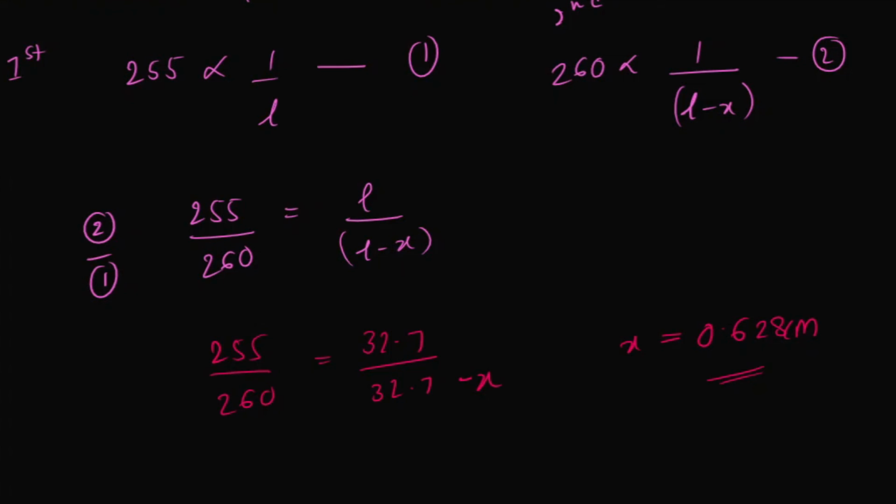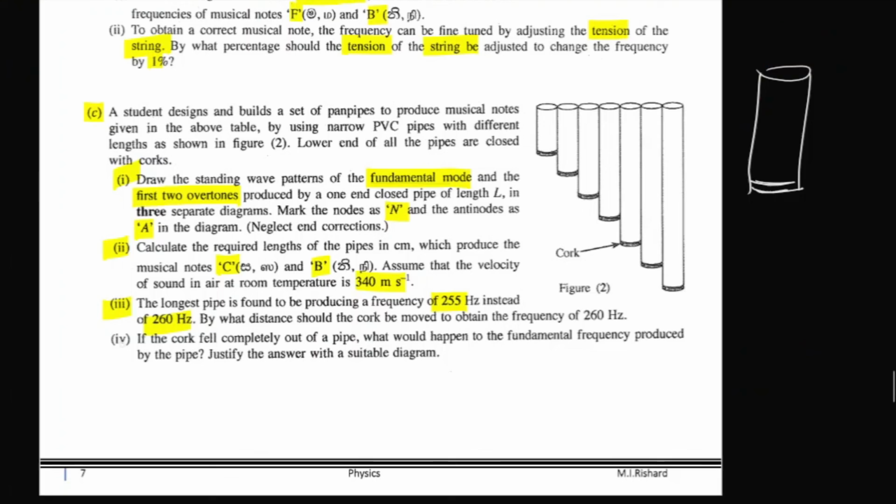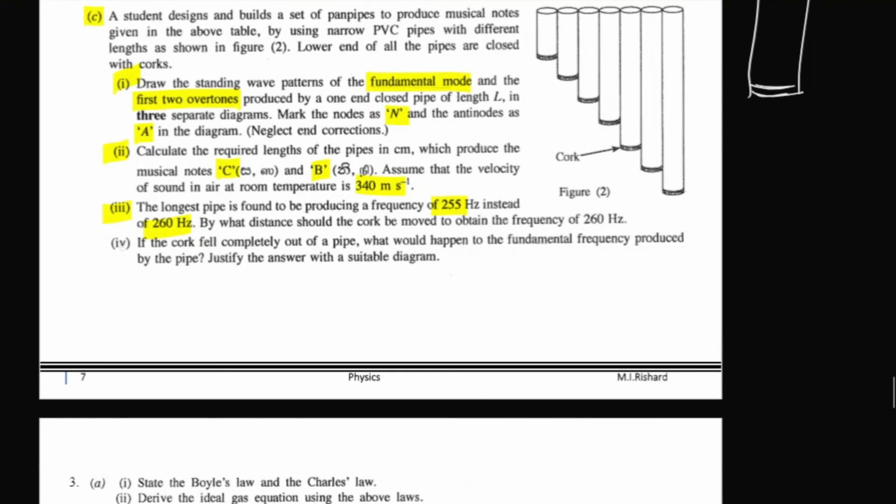Things have changed very recently, you need to understand that. In the old papers, most of the answers you get are whole numbers most of the time. But now they have given some priority to simplifications as well. So that's the answer.